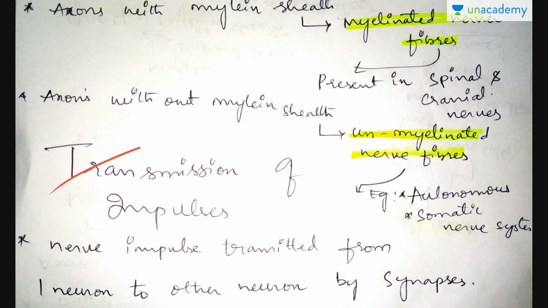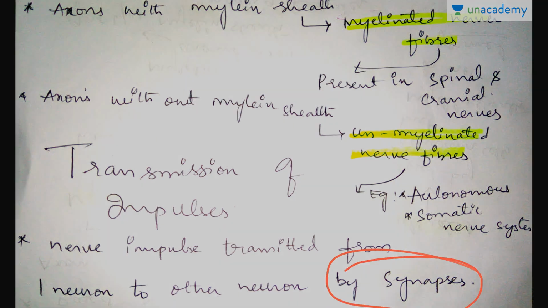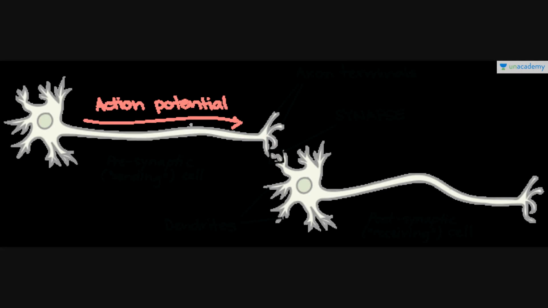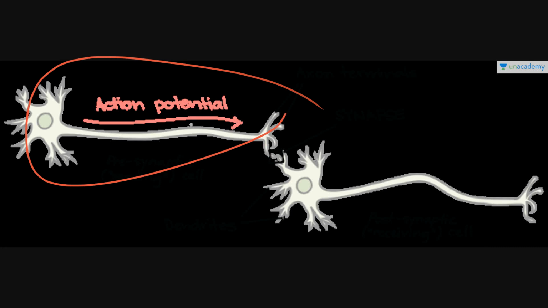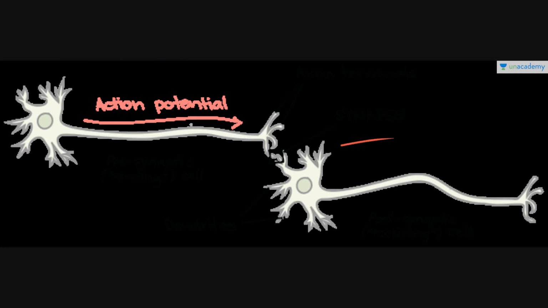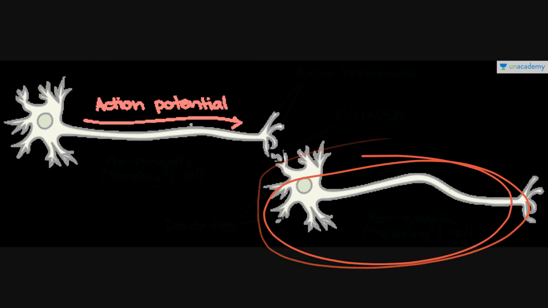Coming to transmission of impulses. A nerve impulse is transmitted from one neuron to another neuron by synapses. What is a synapse? A synapse is an area where a presynaptic neuron and a postsynaptic neuron meet. The area where the axon terminal of the first neuron and the dendrite of the second neuron join is called a synapse.